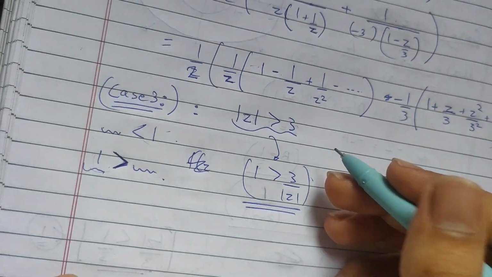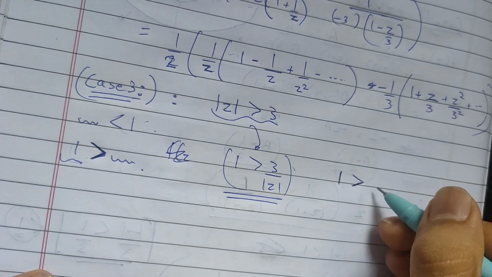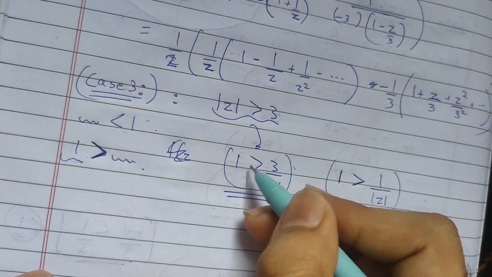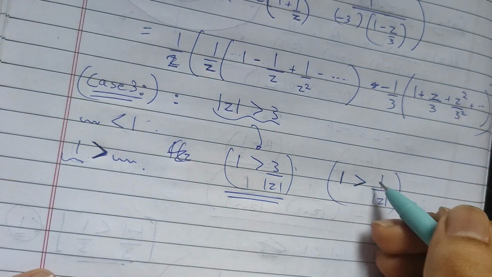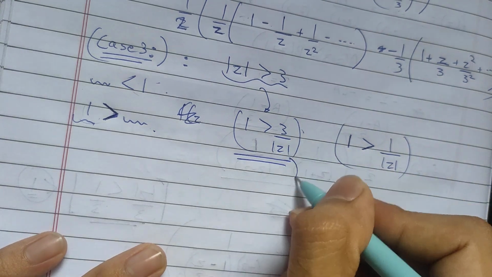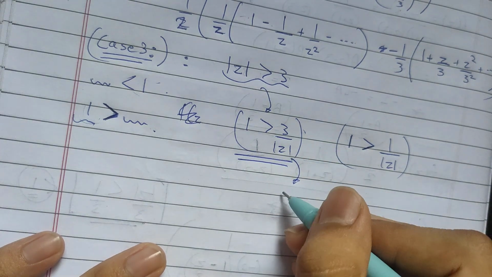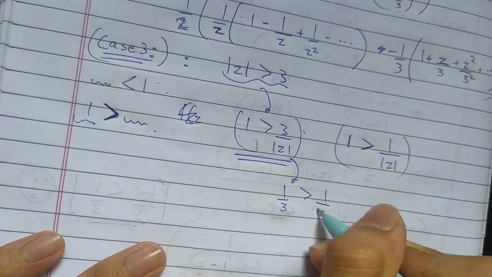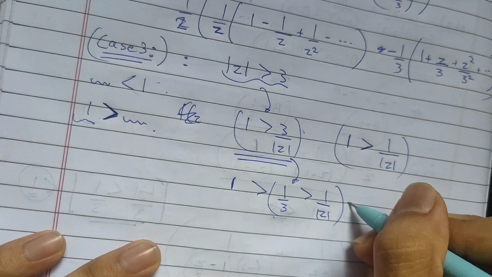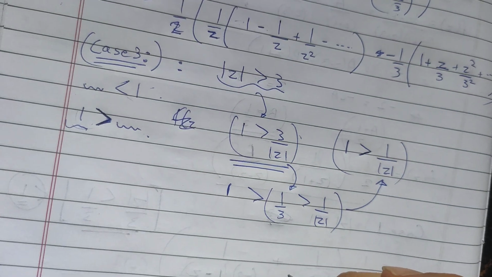Now similarly, we can also write 1 upon mod of z should be less than 1, because if you multiply it by 3 and it's still less than 1, then if you divide it by 3 it should be smaller than that. If you want to derive it, you'll get it like this. You divide both sides by 3, so you get 1 upon mod z is less than 1 by 3, and obviously 1 by 3 is less than 1, therefore we can write 1 is greater than 1 by mod of z.